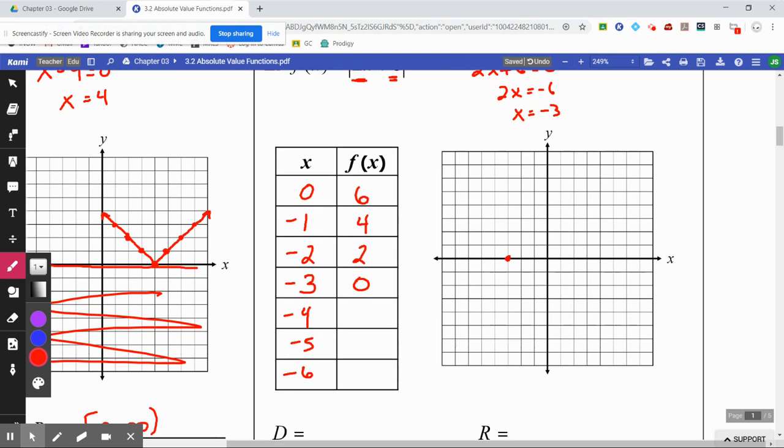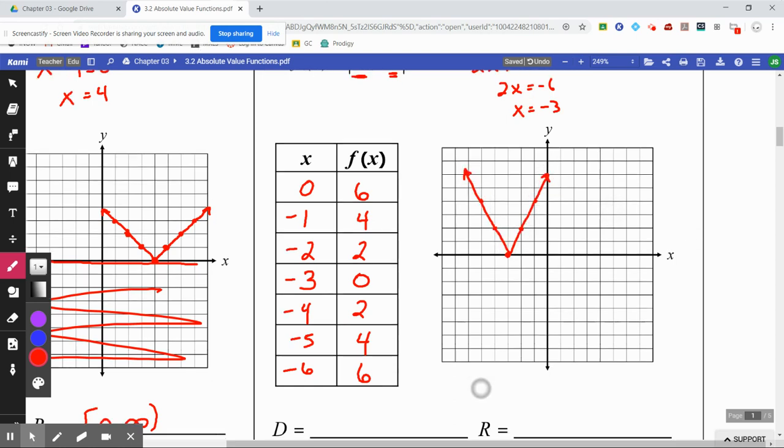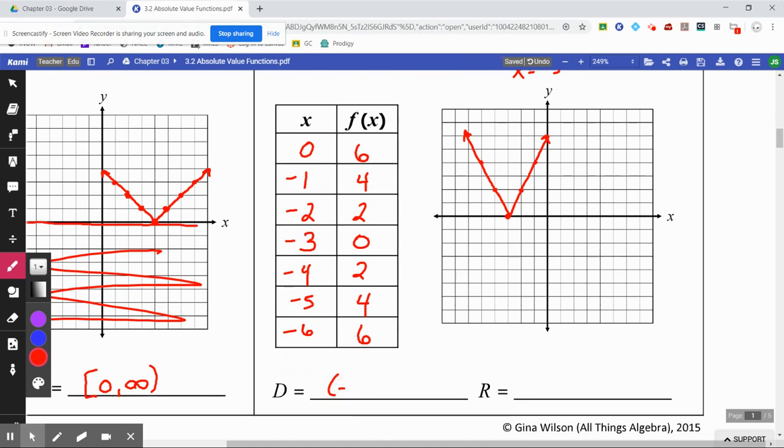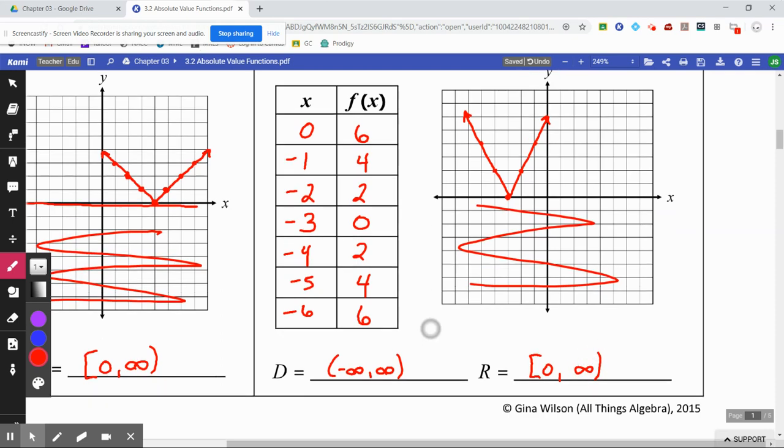Now, when you finish the rest of the table, you should see the symmetry. When my x value is -2, I get 2. X value is -1, I get 4. X value is 0, I get 6. And then the symmetry happens on the other side, and there is your absolute value graph. Your domain, all real numbers. Your range there, your graph starts at 0. There's nothing down here. It starts at 0 and it goes up forever.